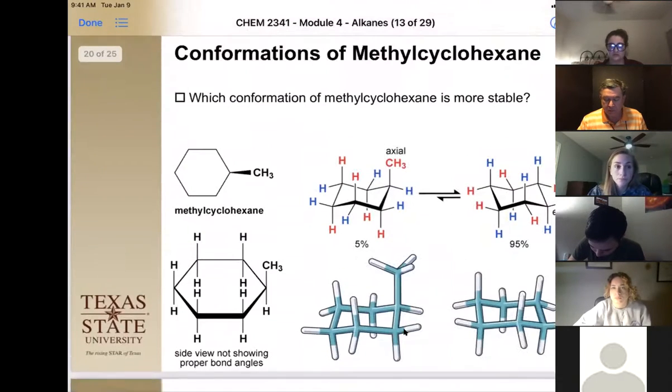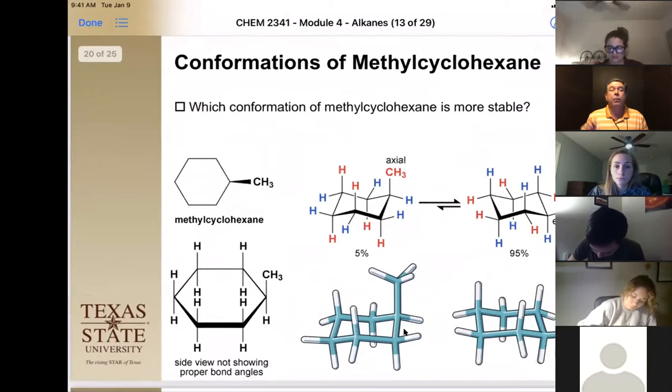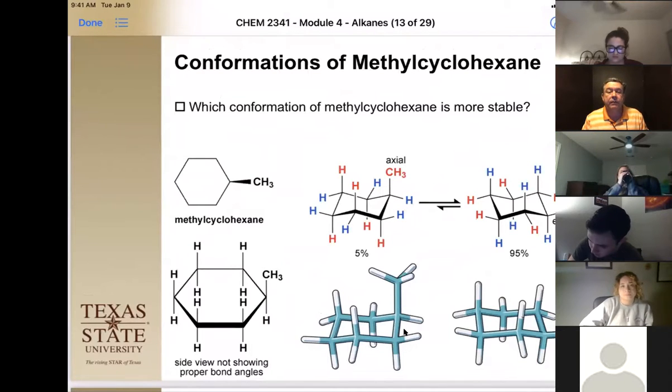All right, so let's look at just putting one methyl group on there. In this case, we've taken one of those hydrogens off and put one methyl group on there, and by name it's methyl cyclohexane. And you could put one methyl cyclohexane if you wanted to.